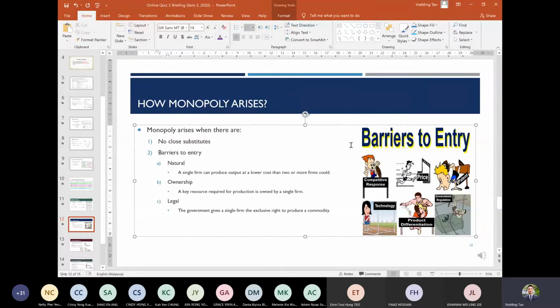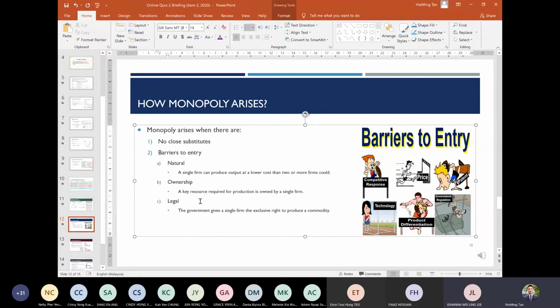So lastly, it is due to government regulation, and we call this legal barriers to entry. This is due to government regulation, which can be due to patent, copyright, franchise, and also what we call public ownership. These are the legal barriers to entry. So these are the factors that will create the barriers to entry, and this will create the monopoly firm in the market. Any questions so far on monopoly?